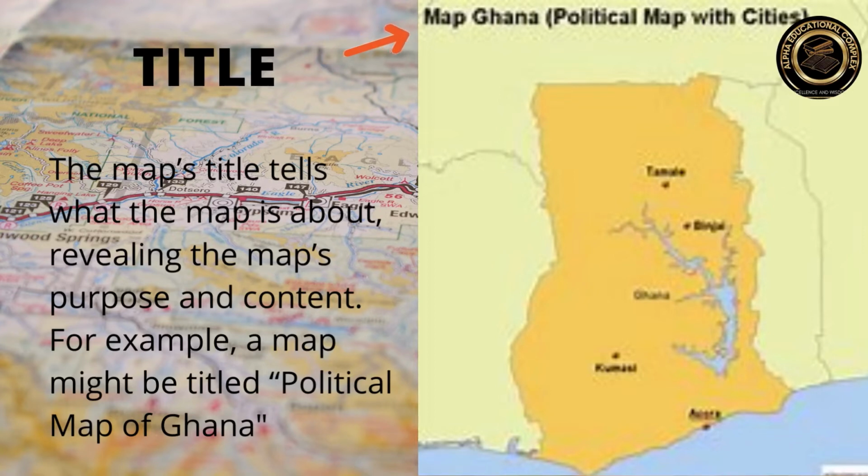When you read the title, you get to know what the letter is about. The same thing happens here with reference to map or cartography. So the map's title tells what the map is about, revealing the map's purpose and content. For example, a map might be titled Political Map of Ghana. With that type of map, it shows the political boundaries of the country Ghana.